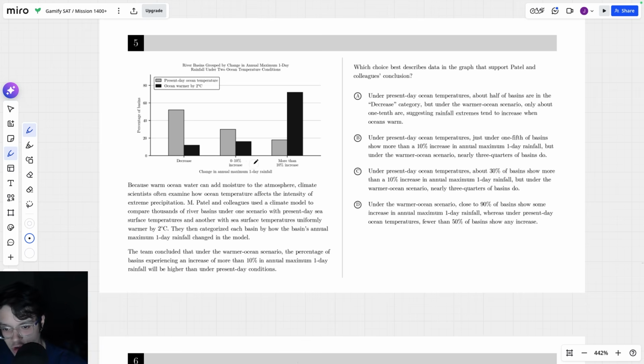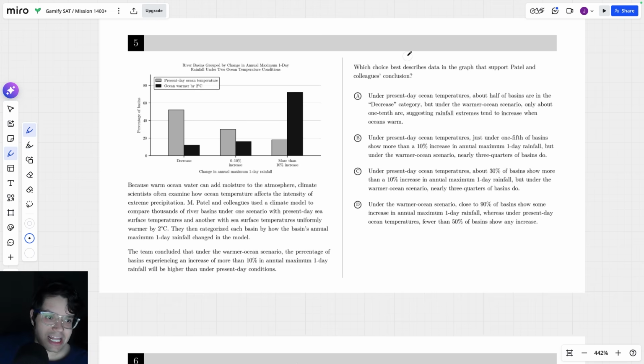So looking at this one here, let me see what I can tell. So change in annual maximum rainfall. This is how much it's changing. So does it decrease? Does it increase by this amount? Or is it more than 10% increase? And percentages of basins. So was there a larger percent of the basins they analyzed or a smaller percent? So we can see a lot higher for this one here out of all of them. And so we can definitely see more than 10% increase was definitely the case more for the warmer oceans over here, because we have such a big one.